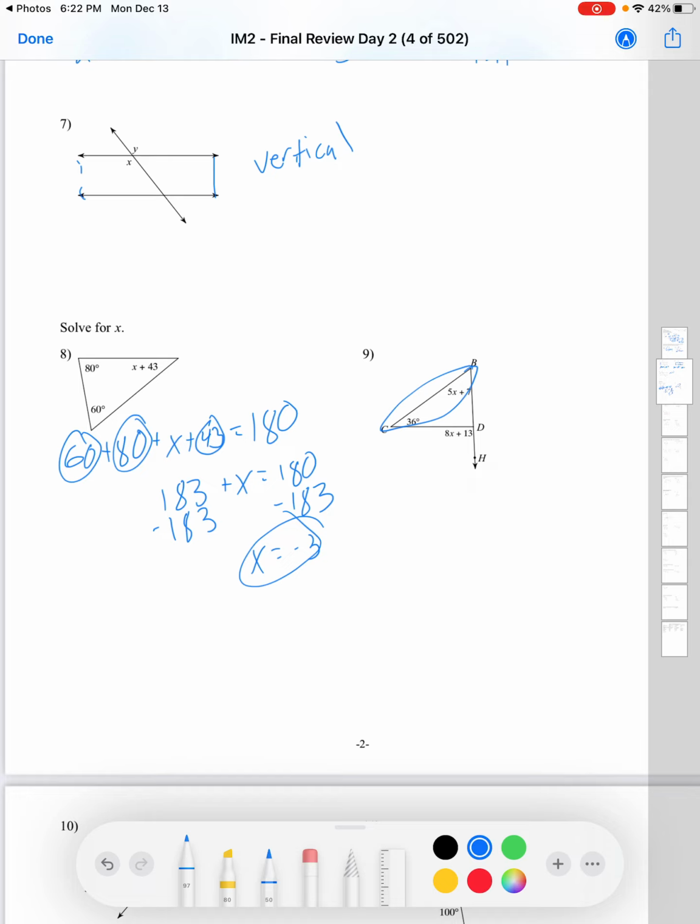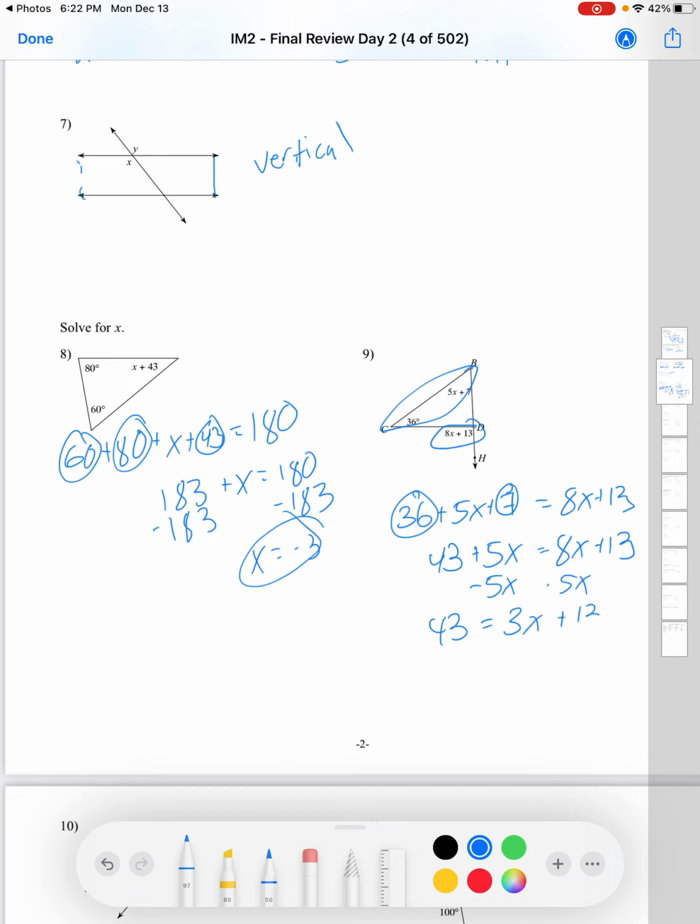Again, these two angles inside have to equal the one outside. 36 plus 5x plus 7 equals 8x plus 13. Combine like terms. Subtract 5x. And subtract 13. 30 equals 3x. Divide by 3. X is 10.